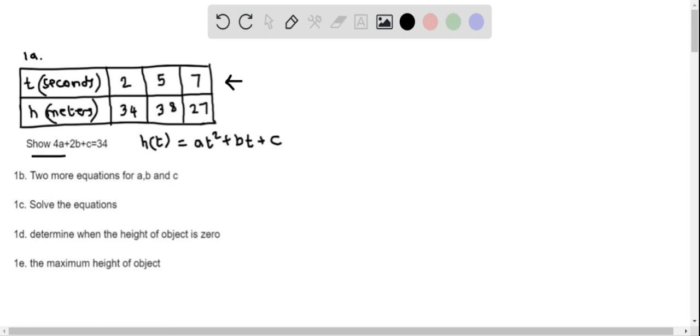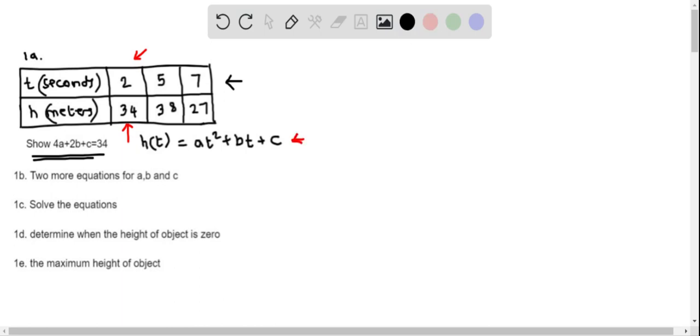And first, we have to show that 4a plus 2b plus c equals 34. So let's see how to show this equality. To answer part A, all that we have to do is plug in this value of t equal to 2 and h of t equal to 34 into this model. So let me do that.